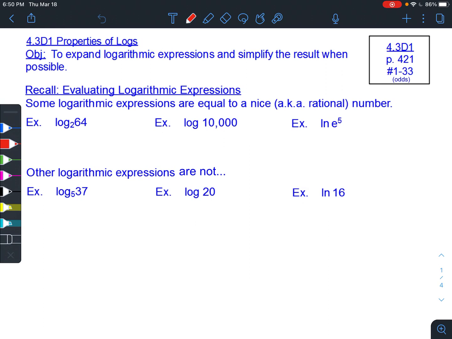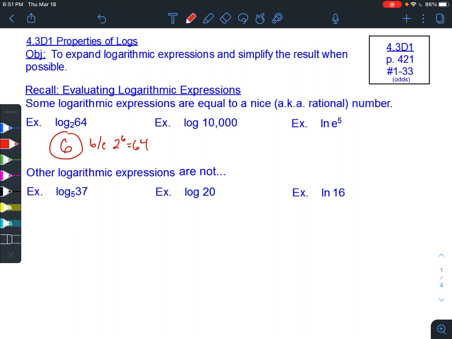For instance, log base 2 of 64. Maybe it's not a super obvious one, but if you play around with it a little while, you'll figure out eventually that 2 to the 6th power equals 64. So that means this is equal to 6, because 2 to the 6th equals 64.